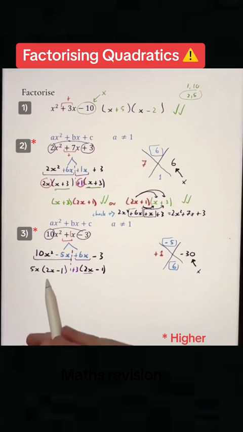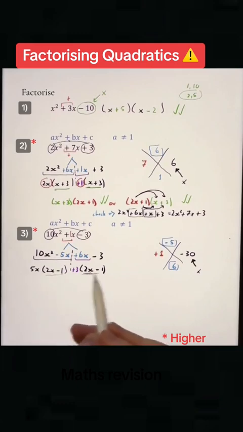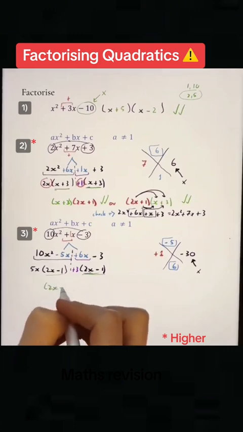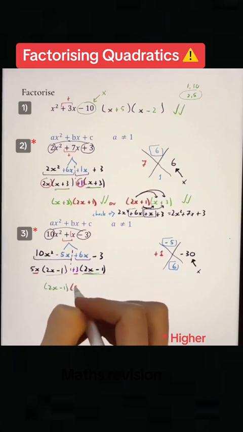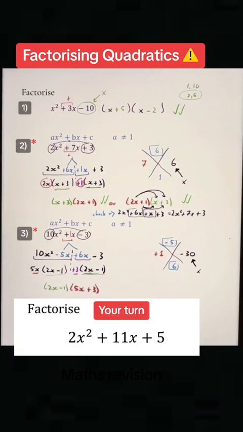I now factorize out my single bracket, which I know is the same, in this case, 2x minus 1. And whatever I'm left with, in this case, 5x plus 3, that goes inside my second single bracket. Your turn.